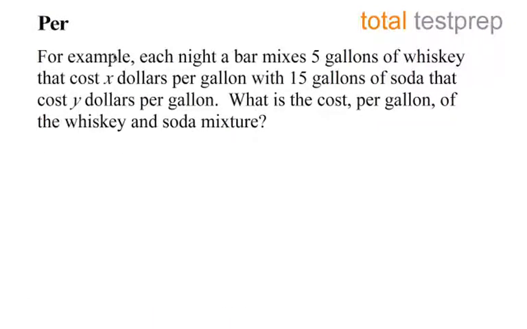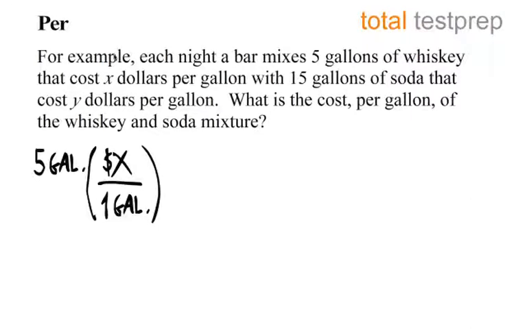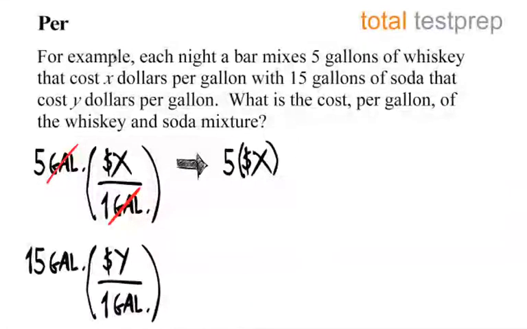There's another way to think about this question, one that allows you to do it without drawing any pictures. If we have 5 gallons of whiskey that cost X dollars per gallon, you can multiply 5 gallons times X over 1 gallon. The different units cancel out, so the total cost is just 5 times X. If you have 15 gallons of soda that cost Y dollars per gallon, you can write the Y dollars per gallon as a fraction, so you're multiplying 15 gallons times Y over 1 gallon. Once again, the gallons cancel out, and so the cost for the soda is 15 times Y. And this is all in dollars, as you can see by the units.